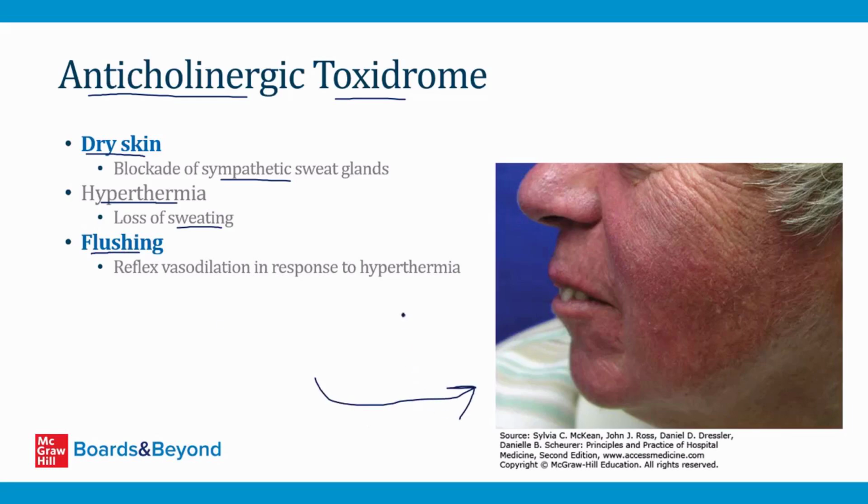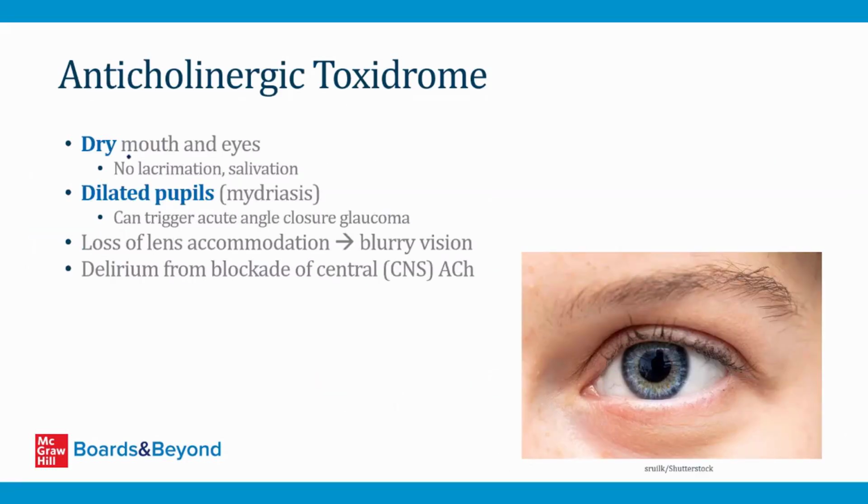This is because when there's hyperthermia and the patient cannot sweat, they will vasodilate blood vessels in the skin to try and dissipate heat. And so dry skin, hyperthermia, and flushing, these are all classic features of an anticholinergic toxidrome. In an anticholinergic toxidrome, patients develop dry mouth and dry eyes because they cannot lacrimate or salivate. This is the opposite of what we talked about before for a cholinergic toxidrome.